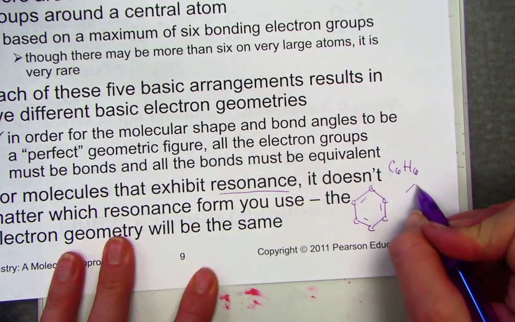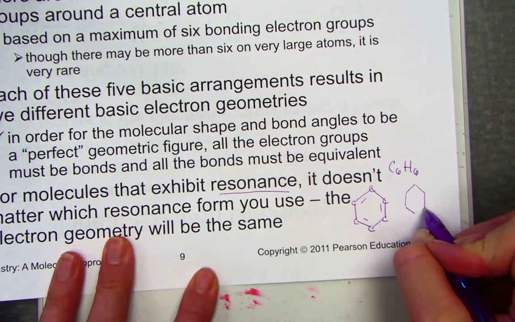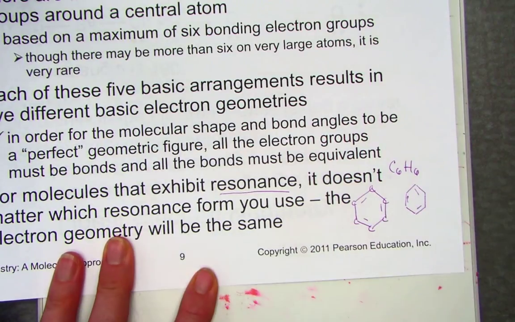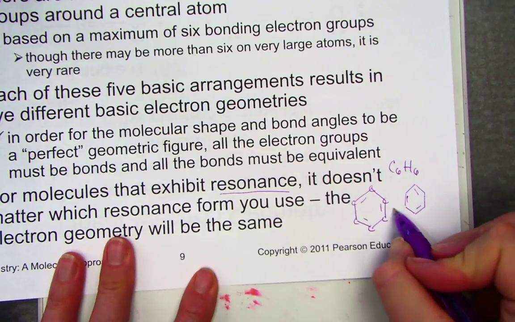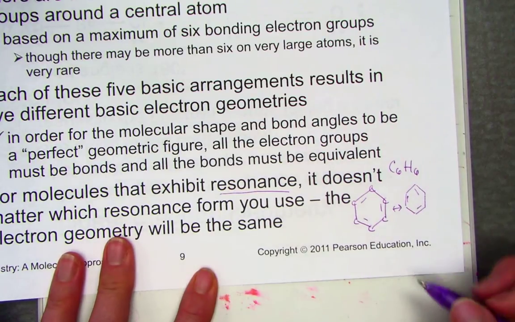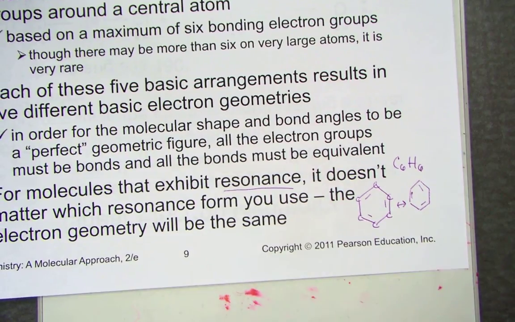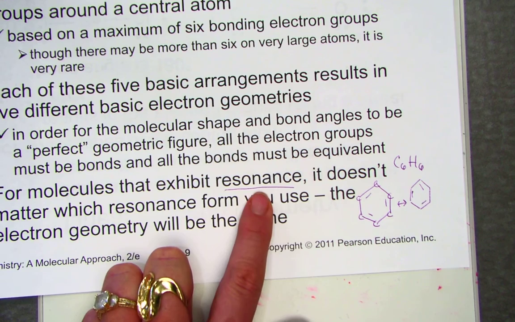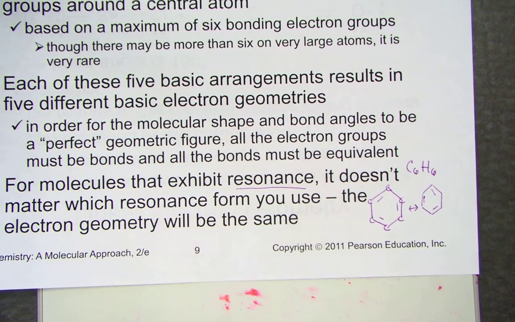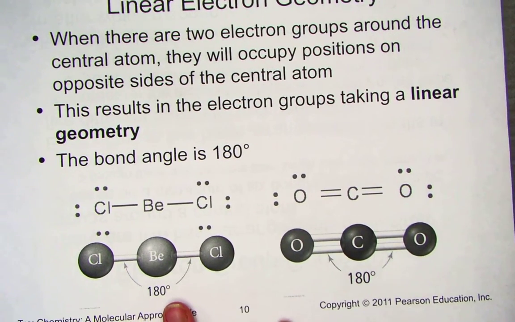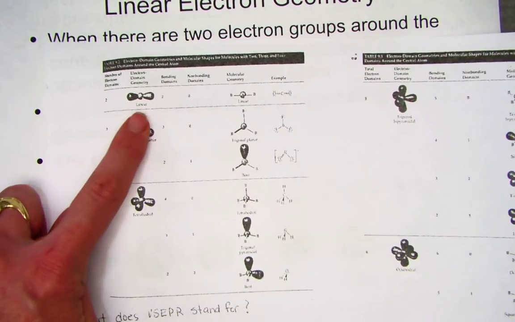A resonance structure simply shows that I could change the location of those double bonds and really end up with the same structure. The resonance structure is really just the location between two equivalent points for double to single bonds. So thinking about electron domains, it really won't change the way that we arrange our atoms. The first of our five electron geometries is going to be called linear.